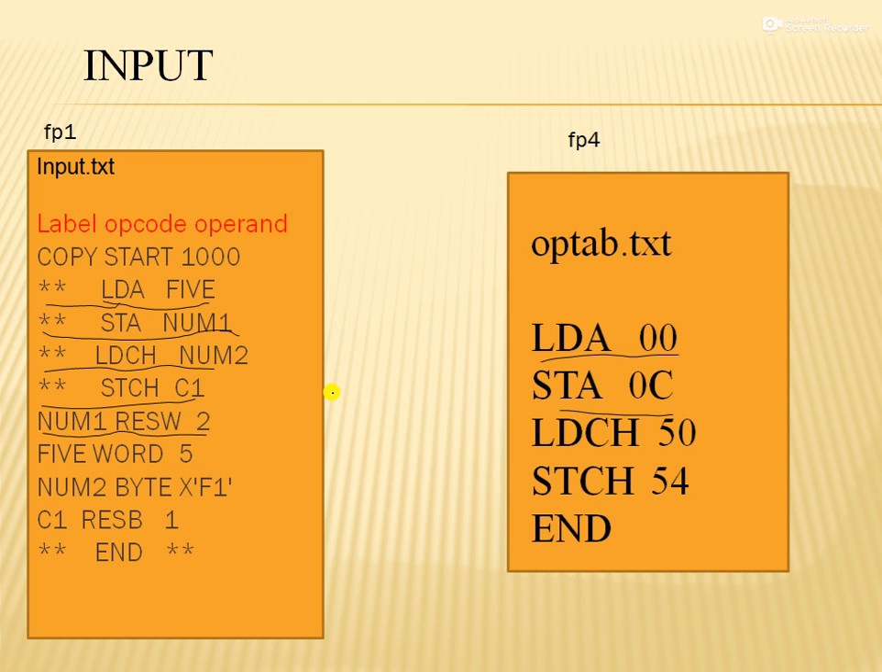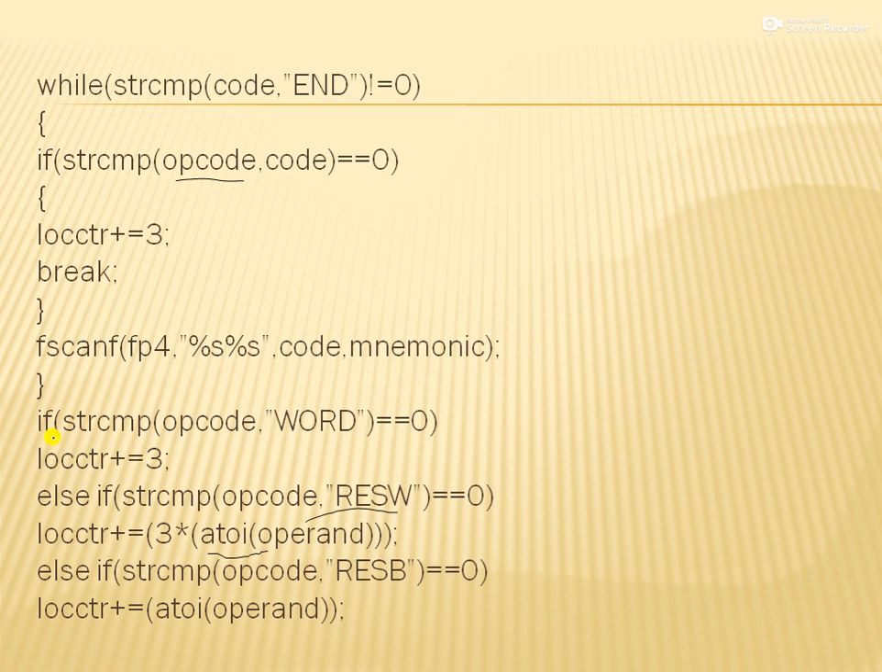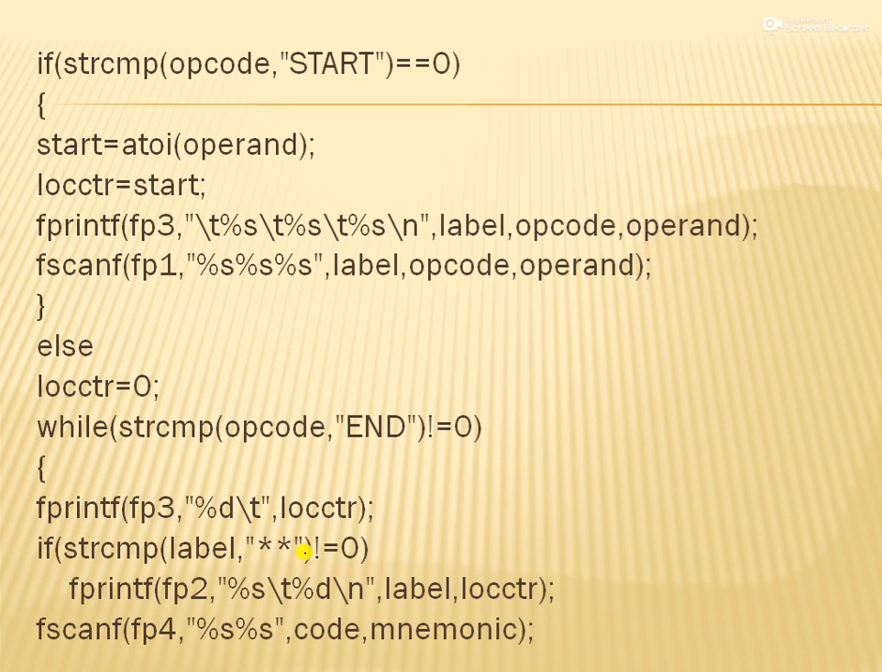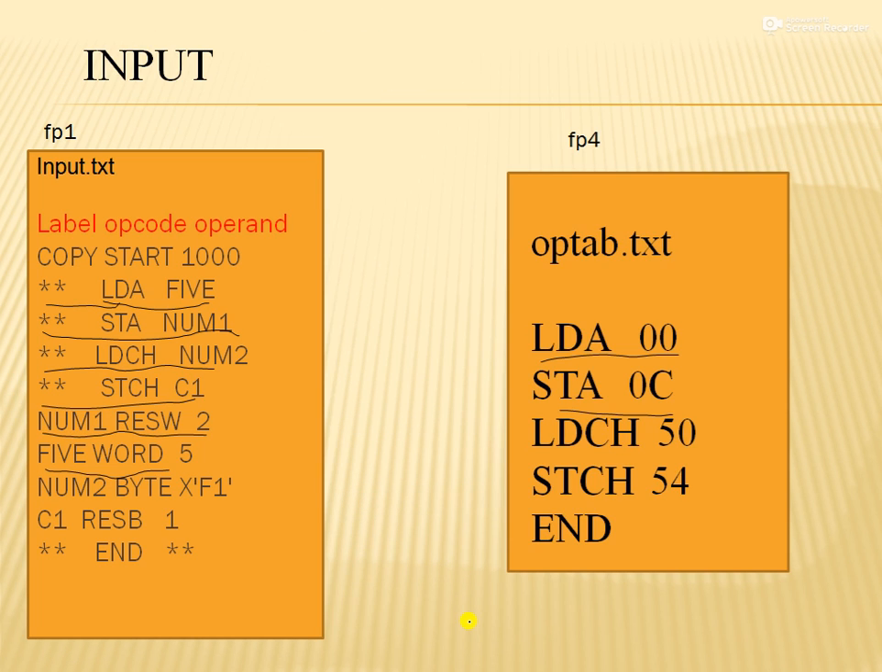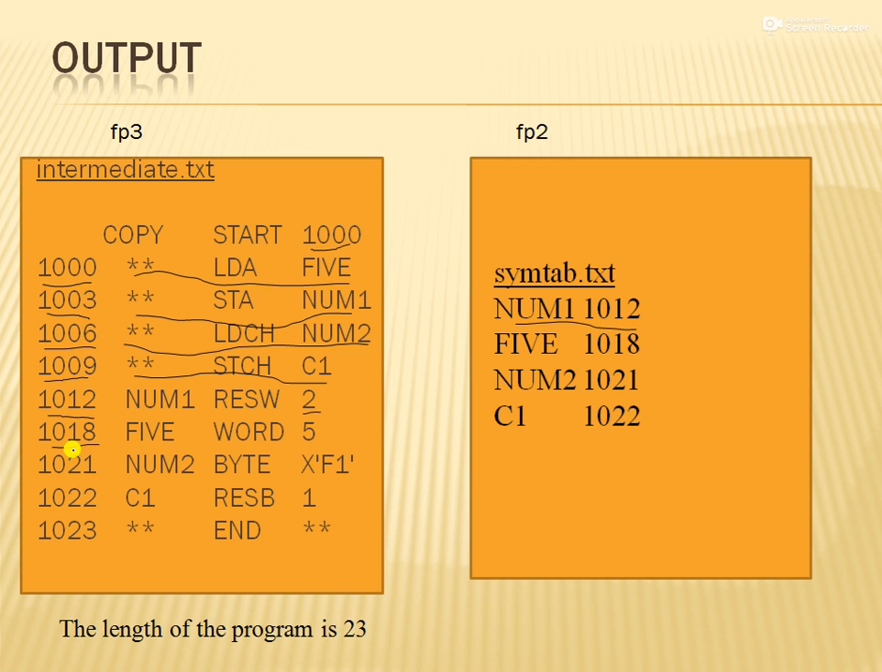So the next line will be 5 word 5. Here also there is a label 5. So whenever it is seeing a label, whenever this label is not star star, you need to write the label along with the location counter value into the symbol table. So here we can see the label is 5 and the location counter value is 1018. So 5 along with 1018 is written to the symtab. Then this line 5 word 5 is written as is to the intermediate text.